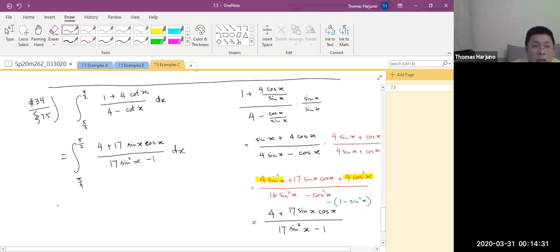I know I can split and get something on the second term. So 4 over (17 sine squared x minus 1) dx. That one I don't know what to do. And the one here, however, I can do u-sub.